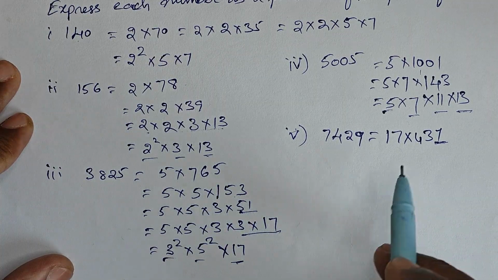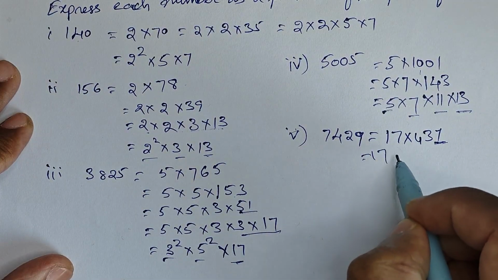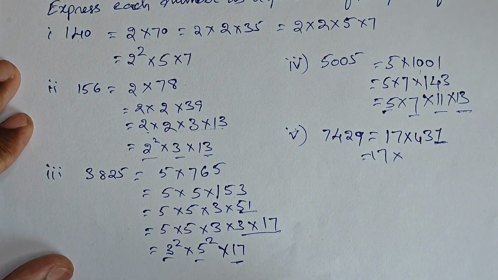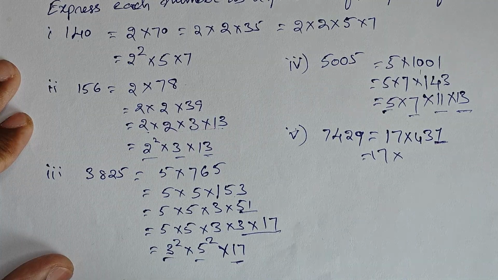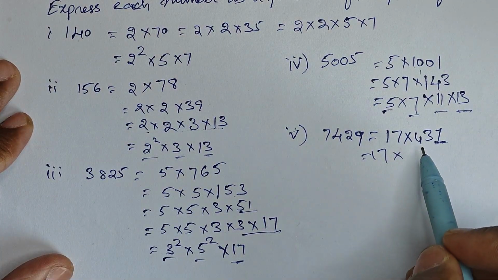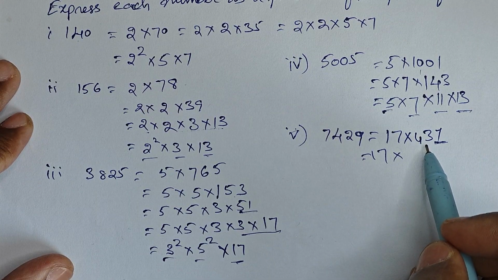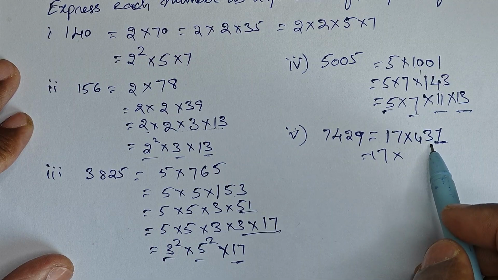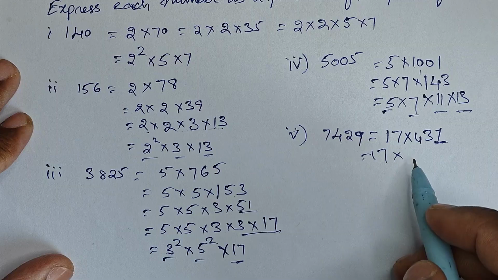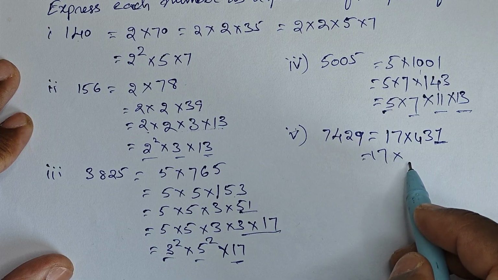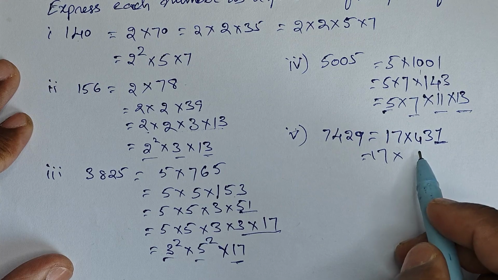So no other number. I will write 17 into 3 ones, 3, 3 fours, and again a remainder will be there. Let me try with 13. 13 threes are 39, and then 47. So I cannot divide 47 by 13 with a 0 remainder. So that is also ruled out.